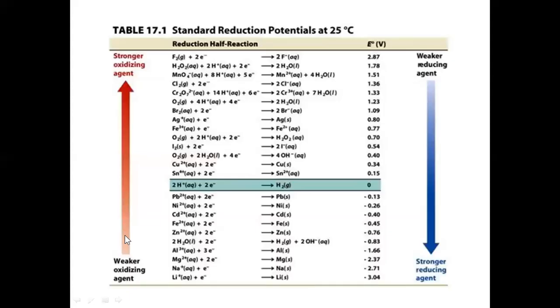Now we have the table for standard reduction potentials at 25 degrees Celsius. This is very useful for solving for the standard voltage as the reduction voltage plus oxidation voltage. We're going to encounter this in our calculations later. So my next video is all about calculations of electrochemical cells with the use of metals.